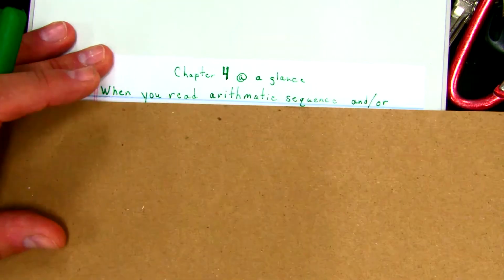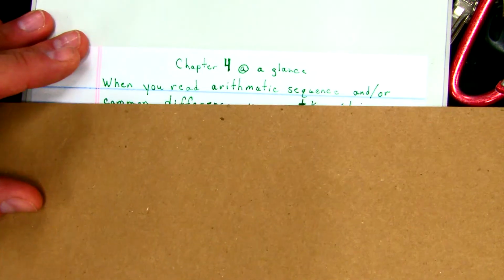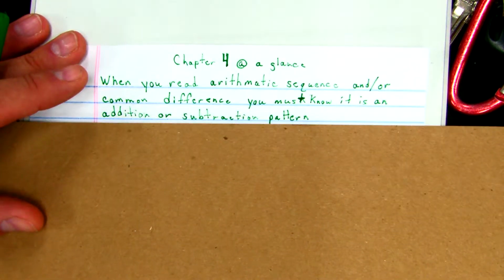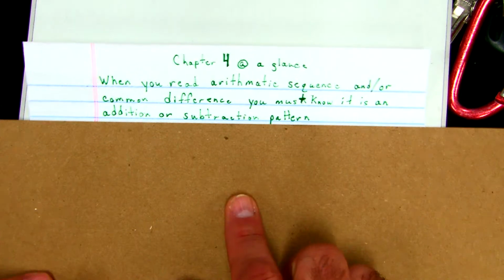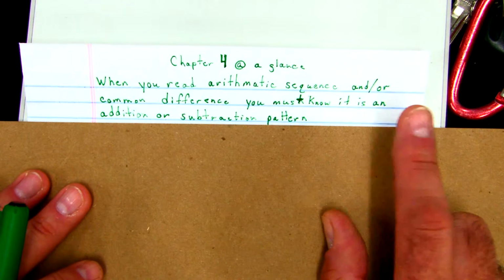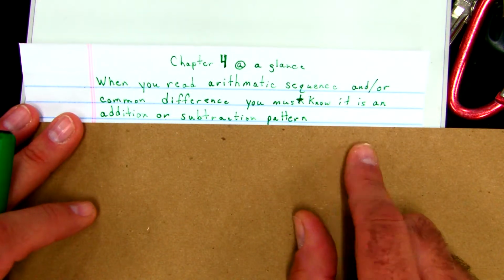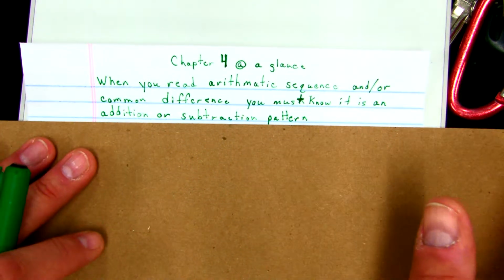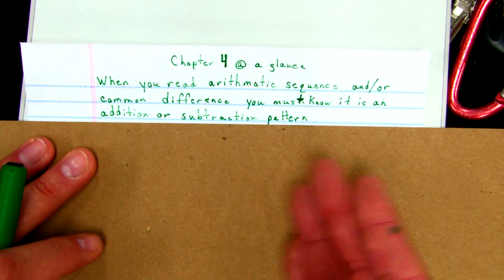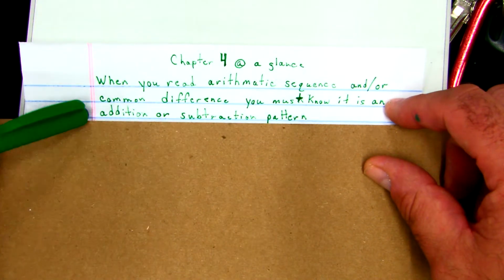So we start with, when you read the words arithmetic sequence and or common difference, you must know it is an addition or subtraction problem. Whether it's addition or subtraction is based on the number they give you. If they give you a positive number, it would be an addition problem. If they give you a negative number, it is a subtraction problem. And you have to remember to use words in explanation such as increasing or decreasing and by a constant. So a constant would be the same number.